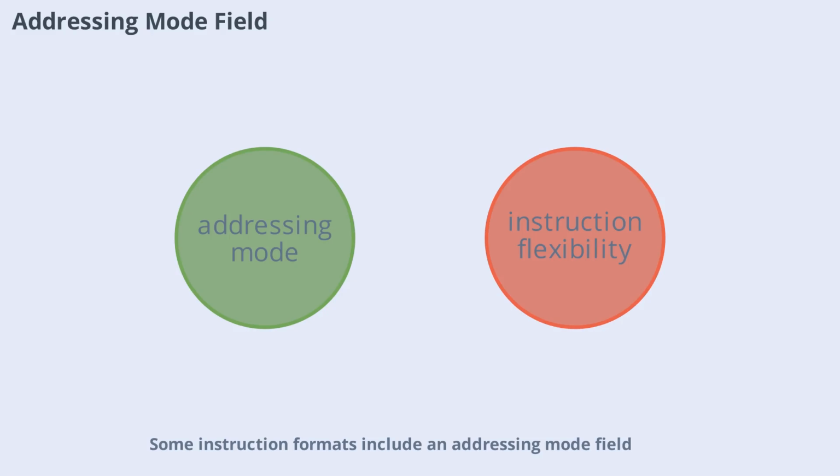Some instruction formats include an addressing mode field which tells the CPU how to interpret the operand fields. Addressing modes can include direct, indirect, immediate, register, and more. This field adds flexibility, allowing a single instruction to work with different types of data sources.